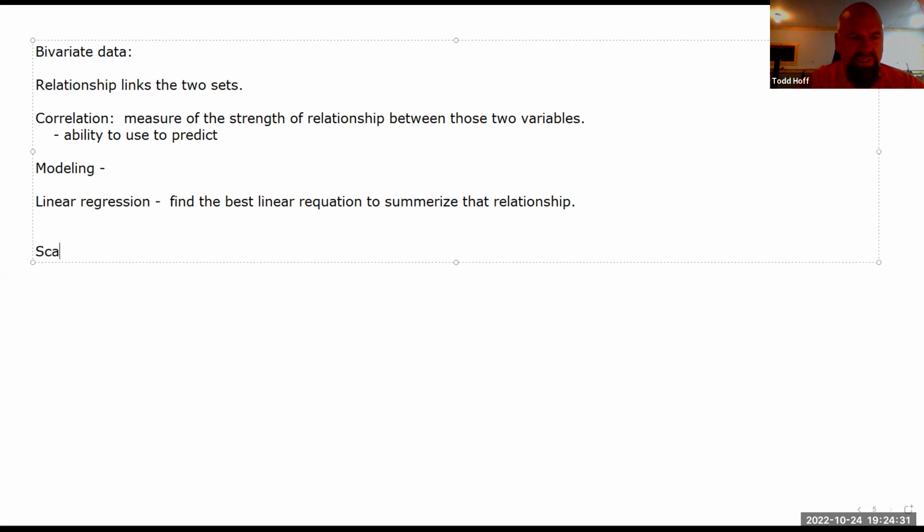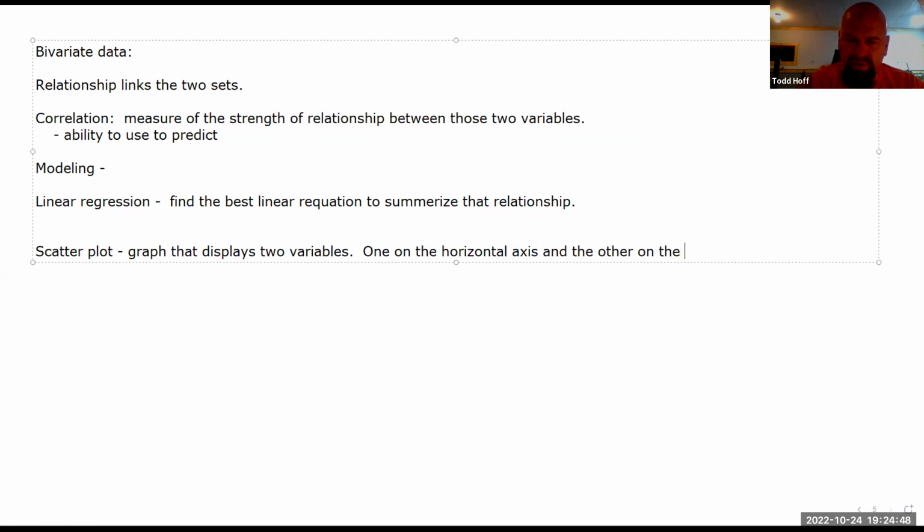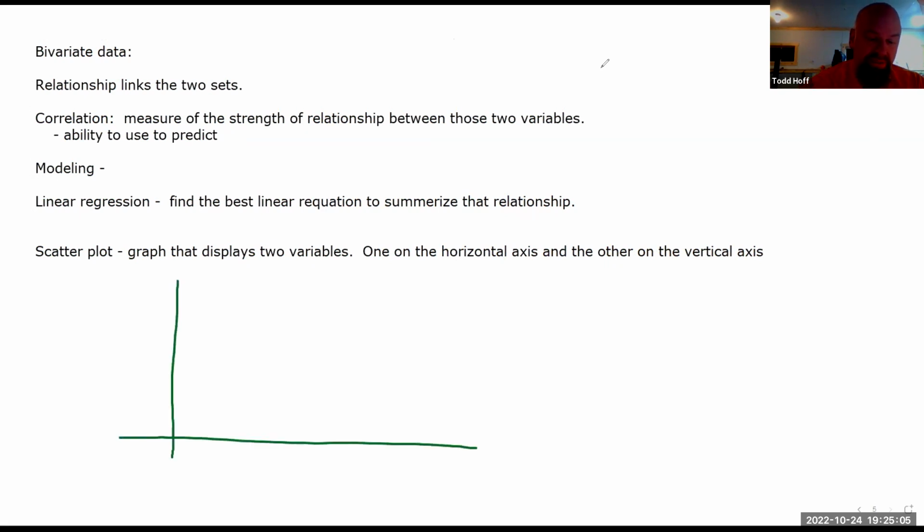And so basically we're starting out with a scatter plot. And a scatter plot is simply a graph that displays two variables, one on the horizontal axis and the other on the vertical axis. Used to call these the x-axis and the y-axis. We don't use that terminology anymore. It's sometimes called the predictor and the reactionary axis. Anyway, it's the same concept.